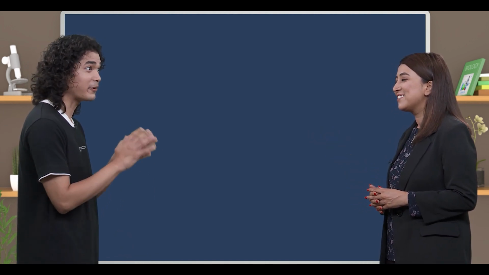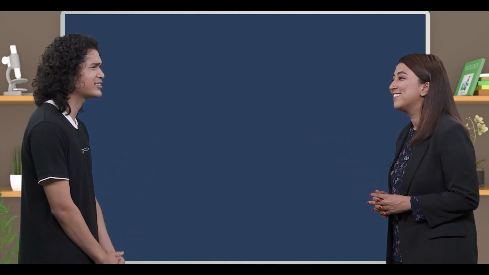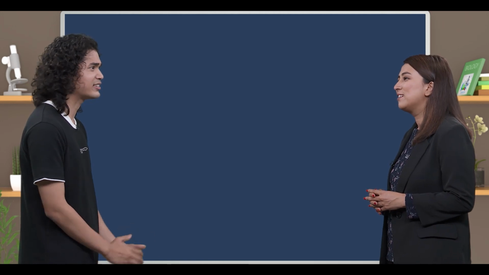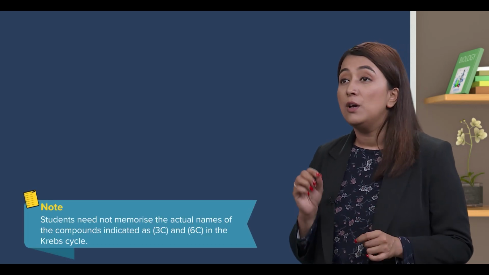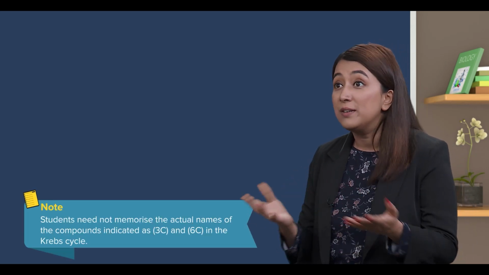Well, if I keep following those arrows, I'll lose my senses. They're only making me dizzy. Oh, don't worry. If you observe carefully, there are only 3 and 6 carbon compounds mentioned in the cycle. You need not memorize their actual names at all. Oh, I had no such plans to do so either. Okay, so let's move on.